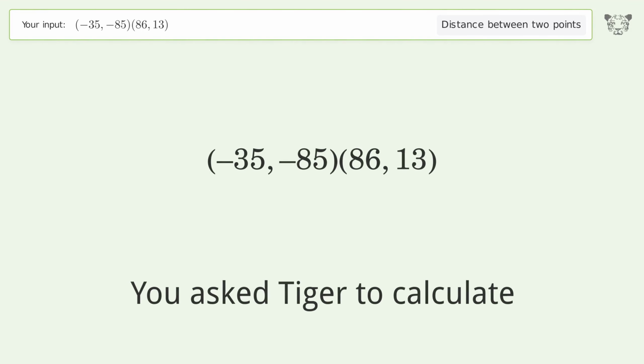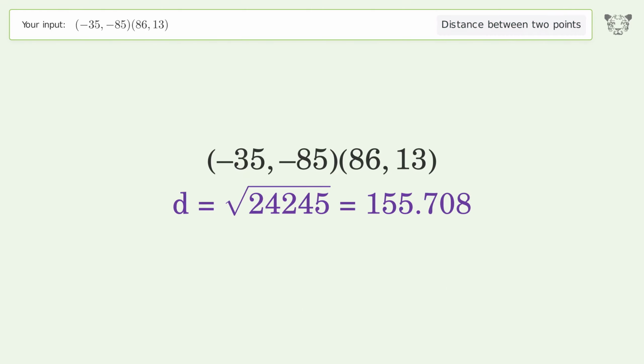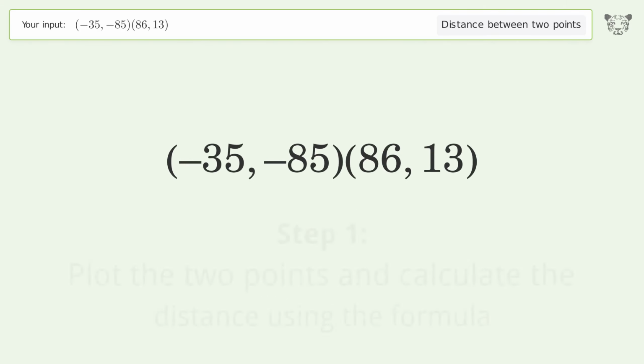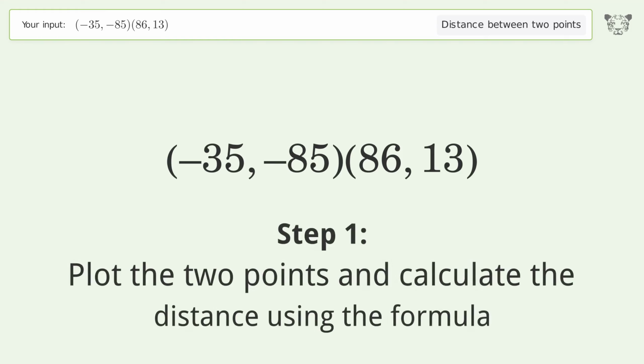You ask Tiger to calculate. This deals with the distance between 2 points. The distance between the 2 points is the square root of 24,245, or 155.708. Let's solve it step by step.